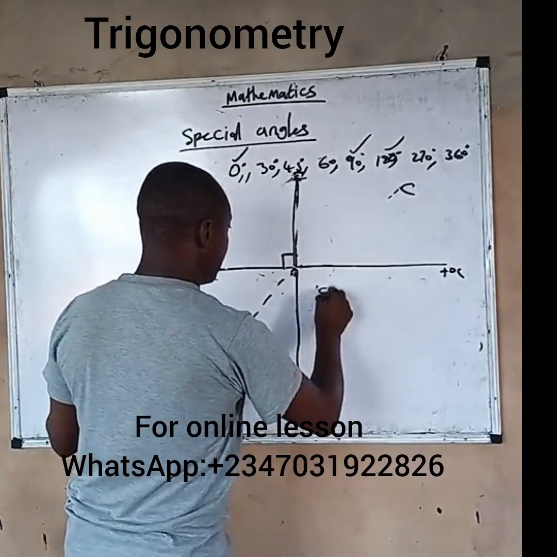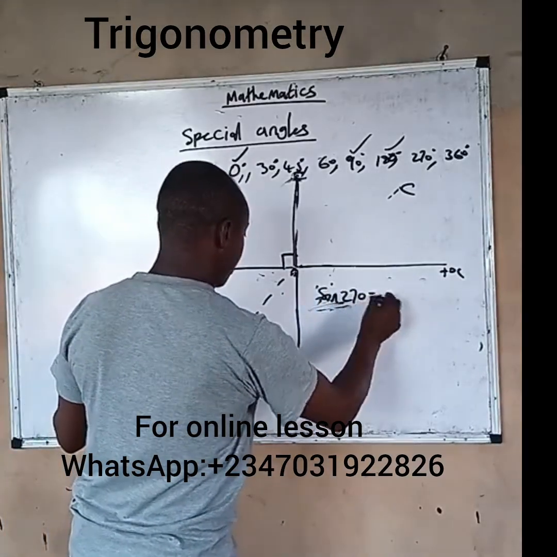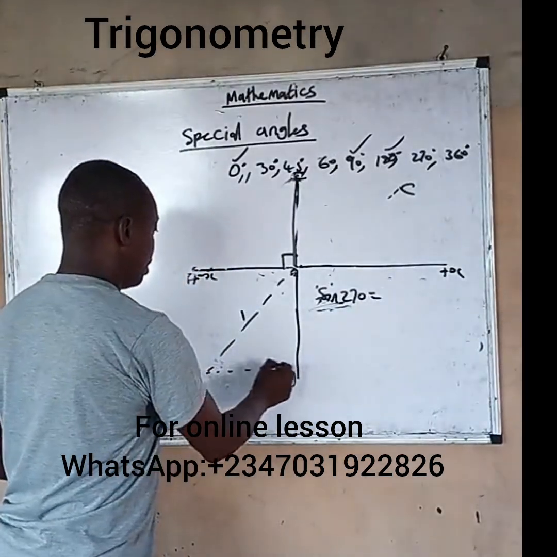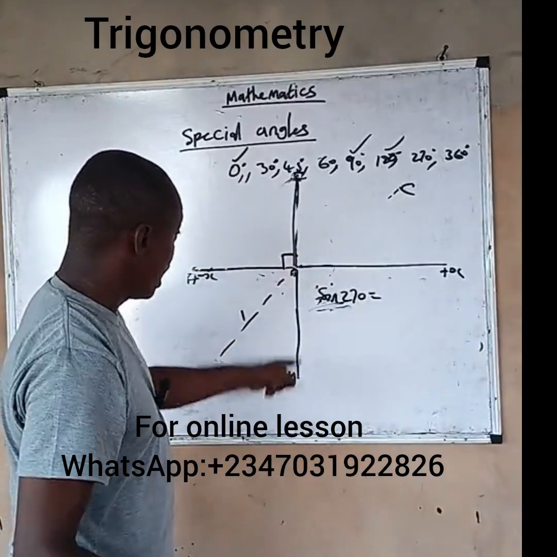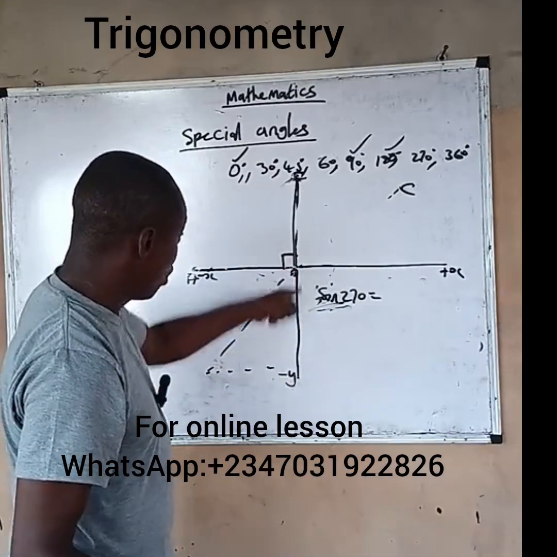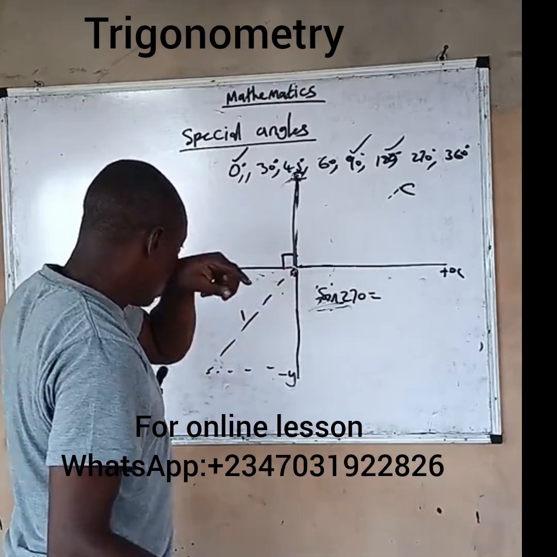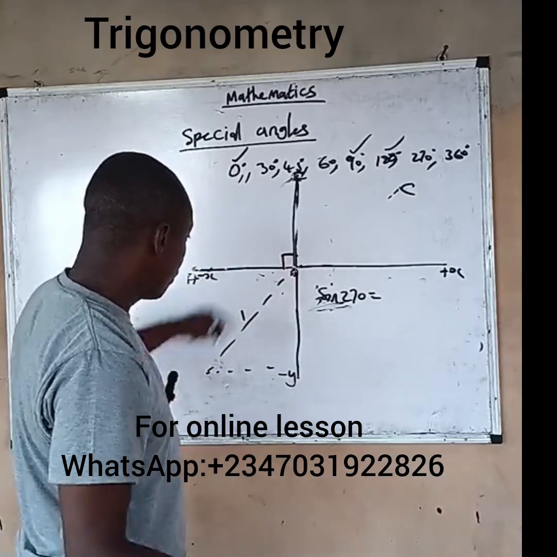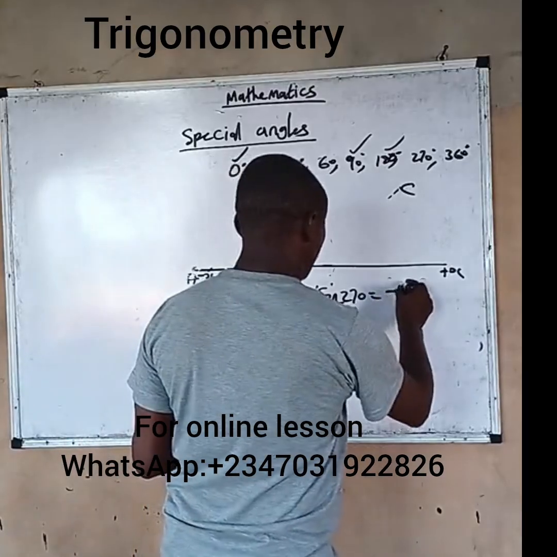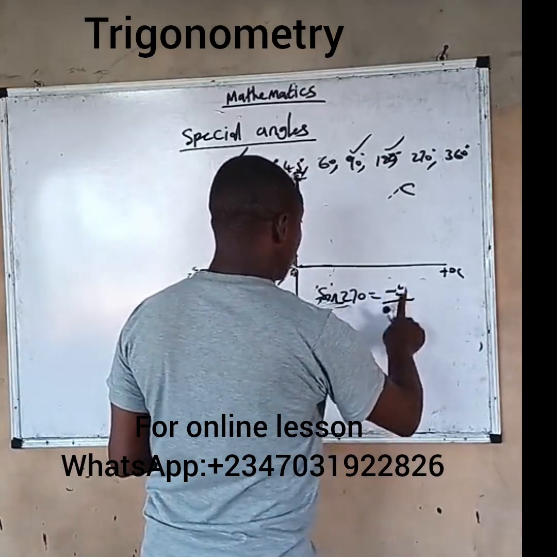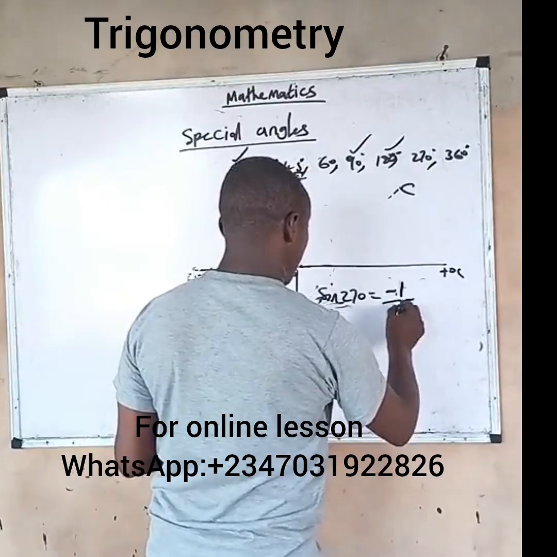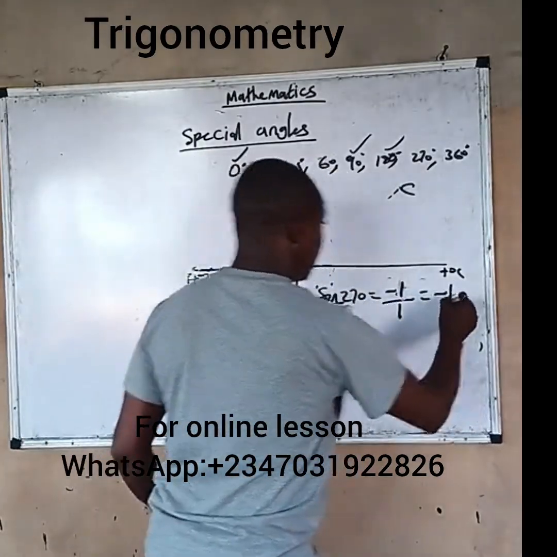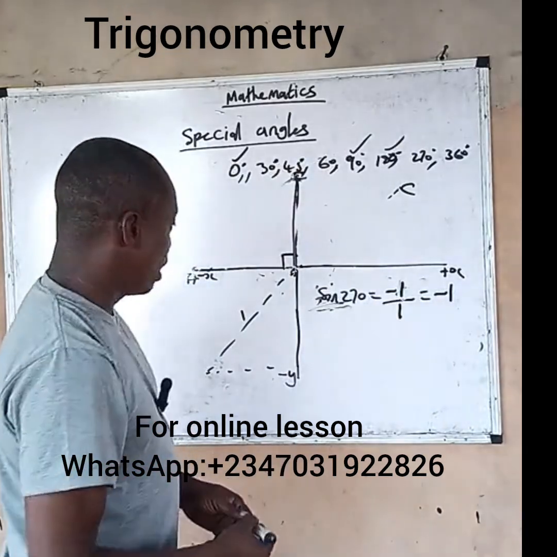So sine 270, remember here is 1. All right, this is on the 270 line, on the negative y-axis. Your x is 0 here, but your y is negative. So we now have minus 1 over 1. So sine 270 is minus 1.